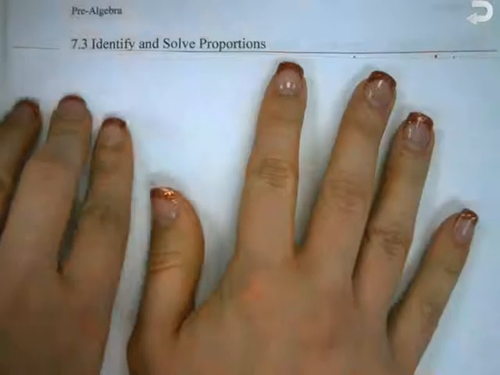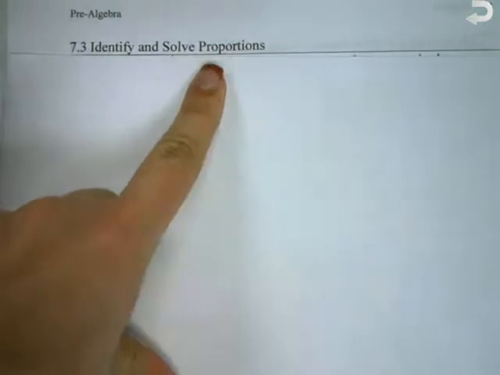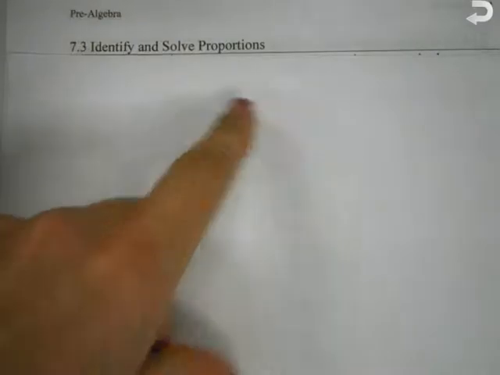So for 7.3, now we're going to be working with what we call proportions. Has any of you ever heard of the phrase that something is proportional to the other? Yeah? Just using what we learned in the last lesson, what is proportional to 60 seconds? 1 minute. They're equal, right?